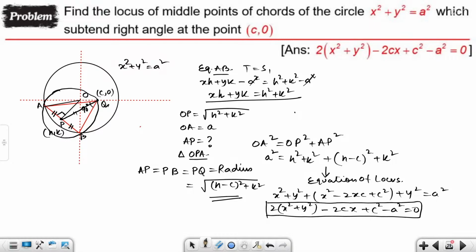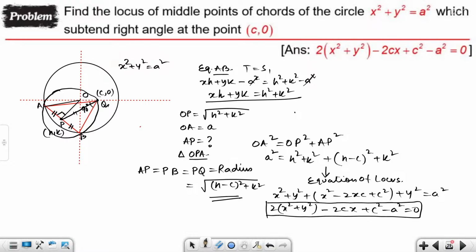So the moment we consider this concept, it is clear that P is the center of this circle. Therefore, PA, PB and PQ are the radius of the same circle. Hence, they are equal. Therefore, AP will be nothing but PQ. We know the coordinates of P because it is any point on the locus, and the coordinates of Q have been given to us. So we got the distance. Then we applied the Pythagoras theorem in the triangle OPA to get a relation between h, k and the constants, and we got the equation of the locus.